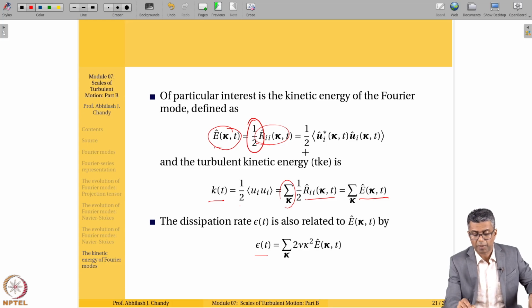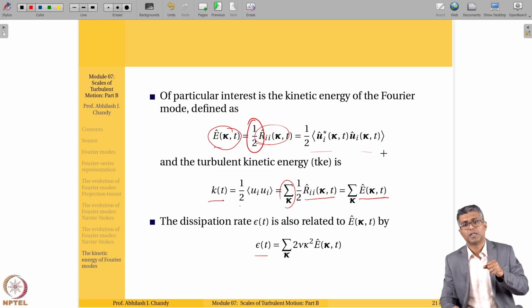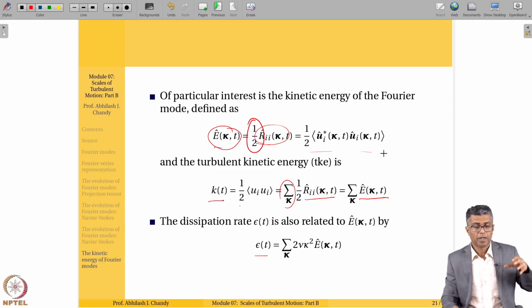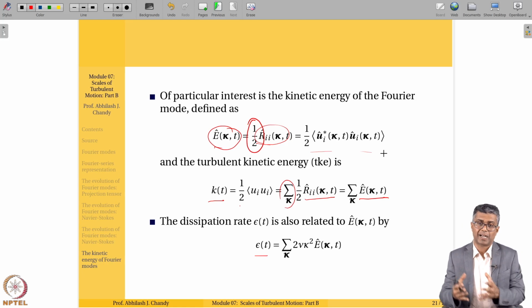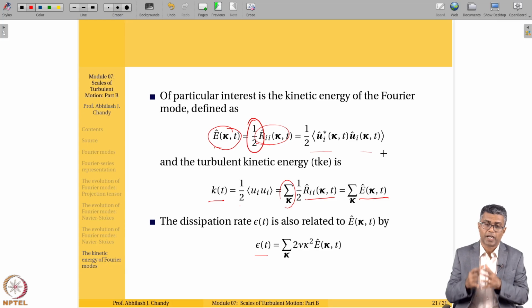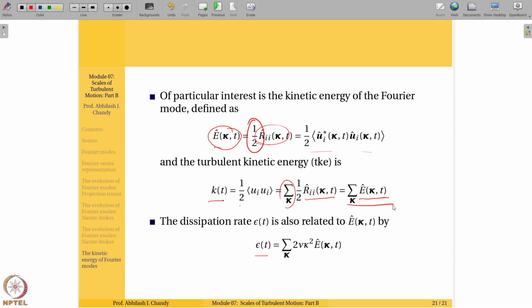And that is given by this expression here, isn't it? Half of ui star of kappa comma t times ui of kappa comma t. We are taking ui and ui, not ui and uj. We want the same component. And if you want to calculate the turbulent kinetic energy, you just sum it up over all the wave numbers. That will give you one single value of the kinetic energy in the entire domain, and that is what this is. Similarly, you can calculate dissipation as well.